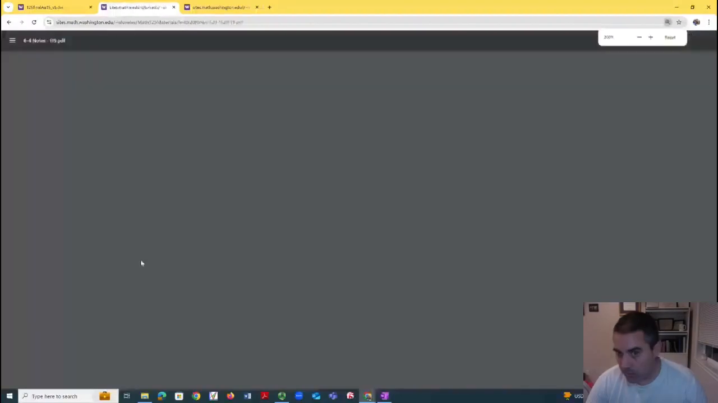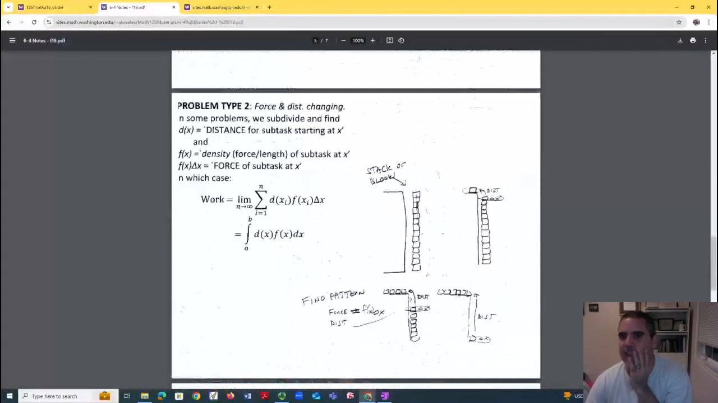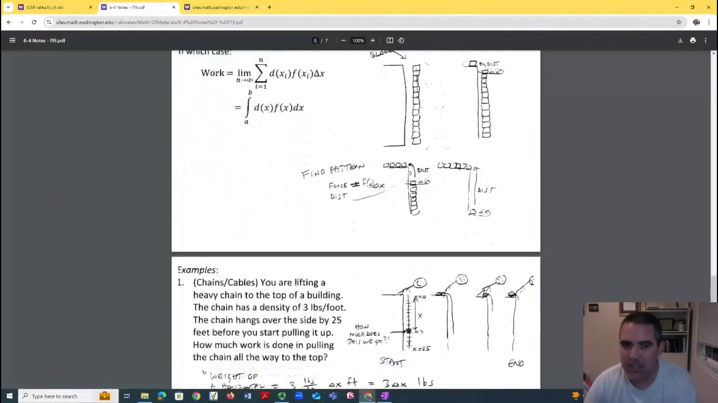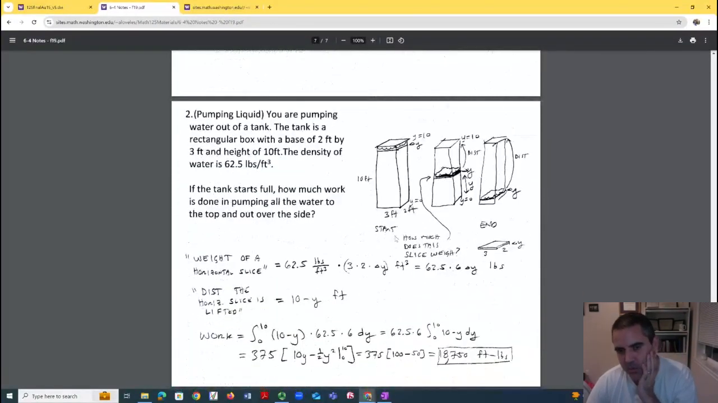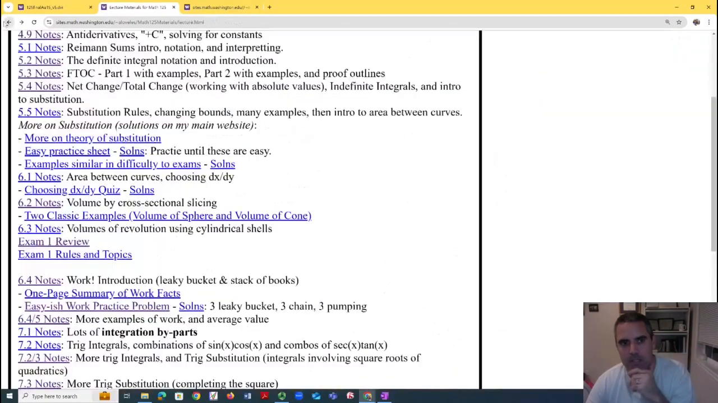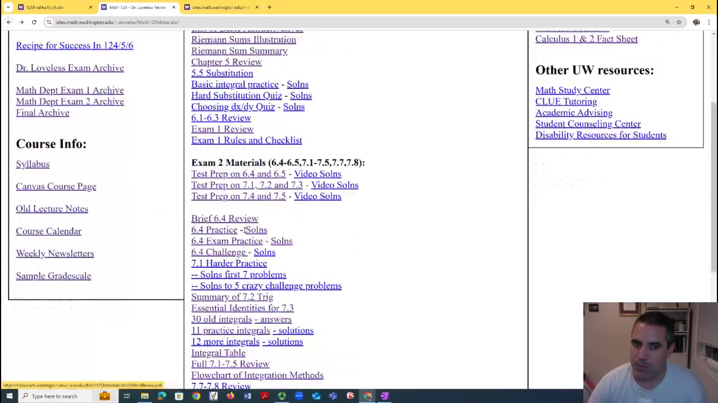That was section 6.4, where I talked about this approach of stacks of books. I explained my thinking. I did some examples. We did pumping examples. So we've done a large collection of these, and then I have practice examples with solutions. I have extra practice with solutions. I have super challenging questions with solutions. I have a test prep with a video solution.